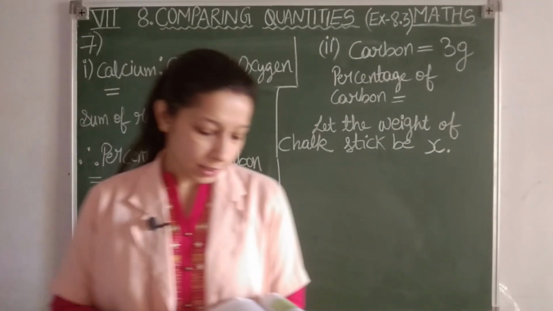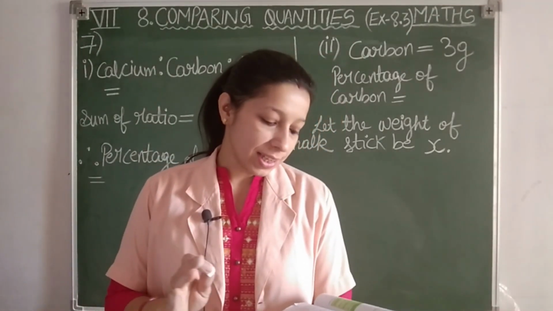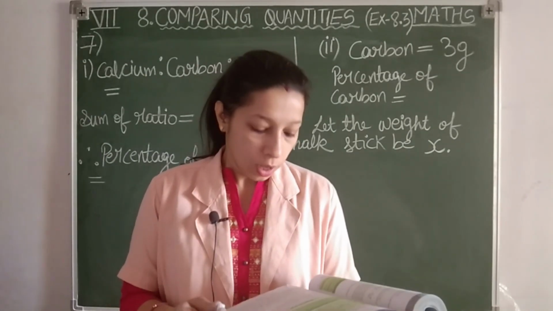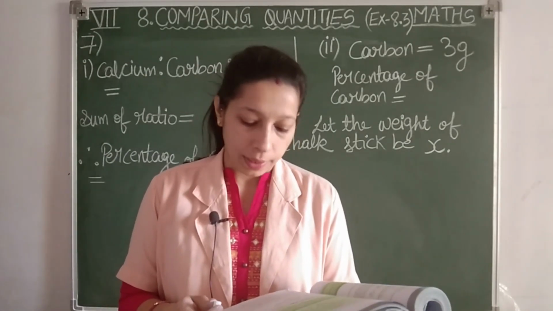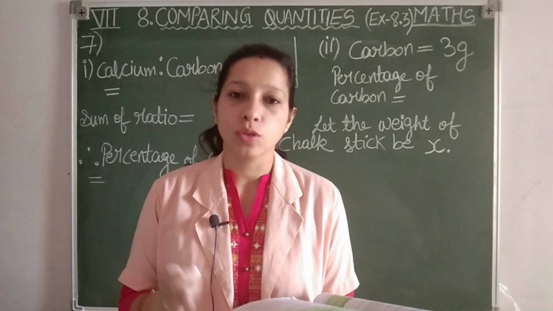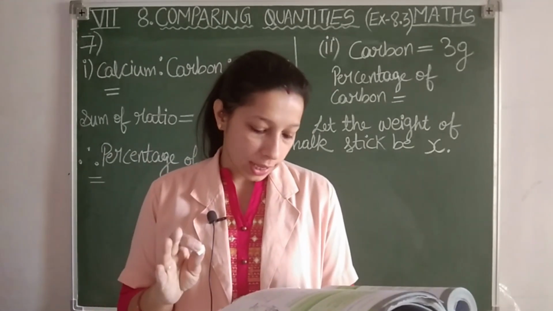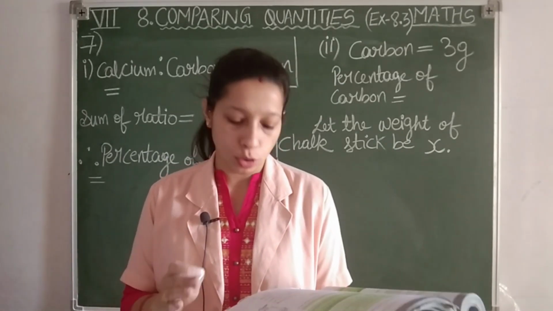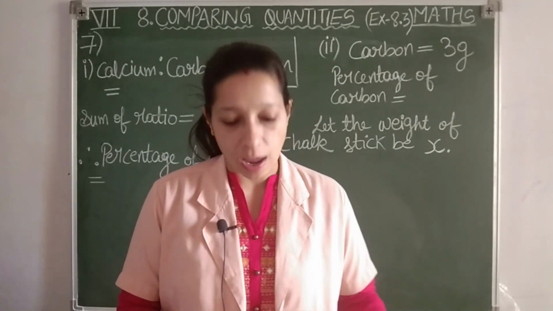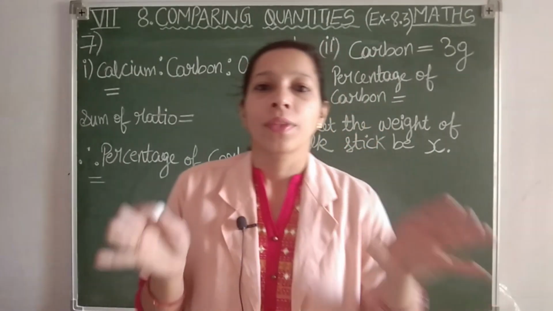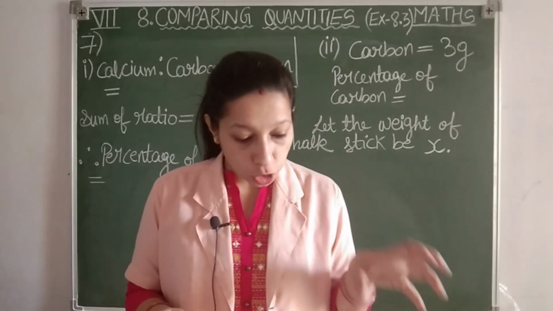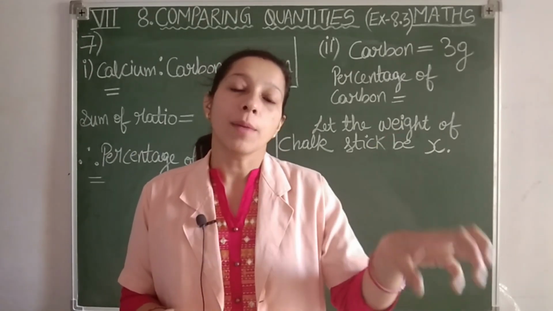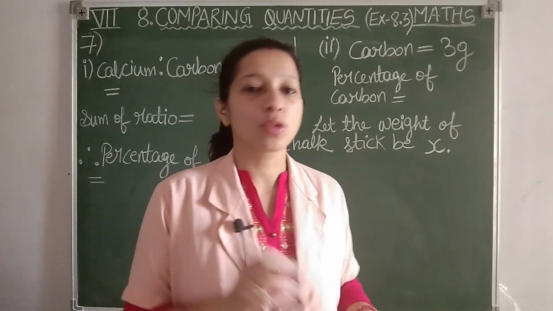Question number 7, students. Question number 7 is given in 2 points and it is an interesting question. Let us see the first point here. Chalk contains calcium, carbon and oxygen in the ratio 10:3:12. So a chalk is there which contains calcium, carbon and oxygen. Ratio is 10:3:12. Find the percentage of carbon in chalk. In short, the ratio of carbon in chalk is given to you and you have to find the percentage for that much ratio.